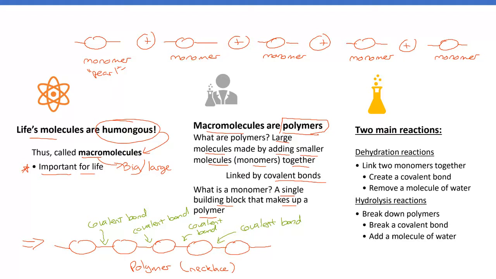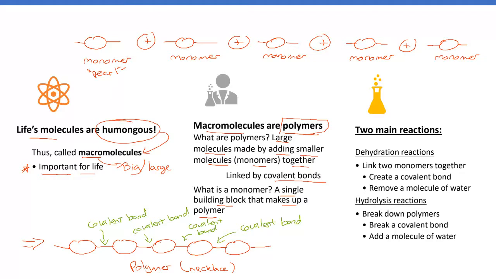Okay, if it is a molecule, a monomer is a subunit of that molecule, and the big molecule is a polymer, and the polymer is brought together, or the monomers are brought together, via a covalent bond. Okay, now how do we make these covalent bonds? How do we stick them together?